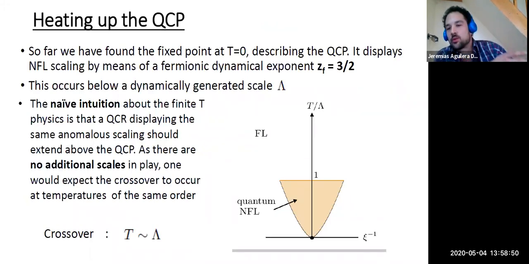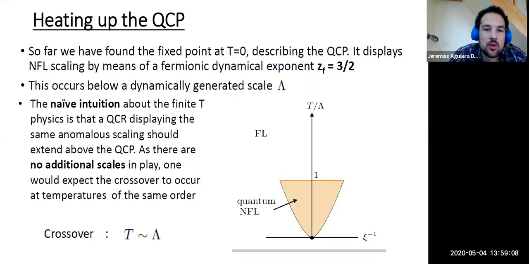So now we described the quantum critical point. It has non-Fermi liquid behavior at T=0, with the dynamical exponent z_F=3/2, and the theory flows to this fixed point for energies below this dynamically generated scale lambda. So now we could ask what happens if we heat up the model. There's a naive intuition here, which is essentially comprised in this figure. Here, the x-axis is the inverse correlation length, or if you want, the characteristic momentum of a given excitation of a typical process. And on the vertical axis, there is the temperature normalized with lambda.